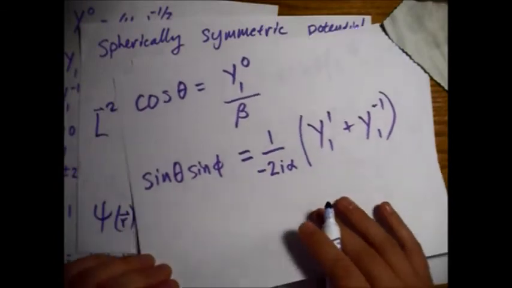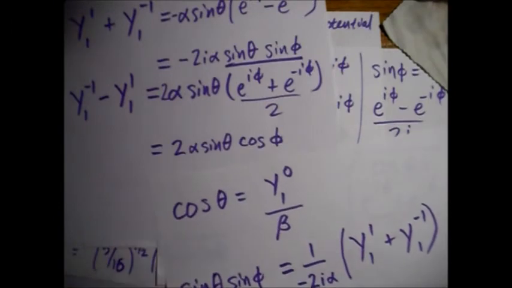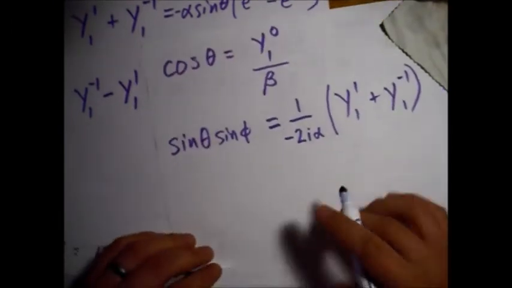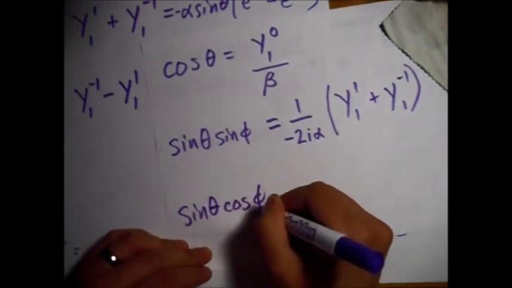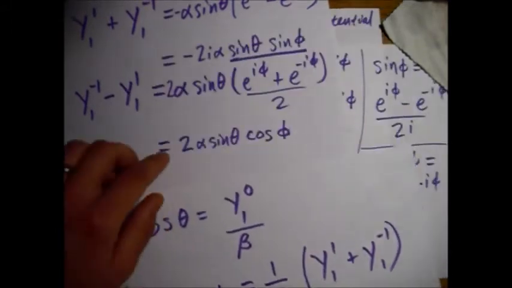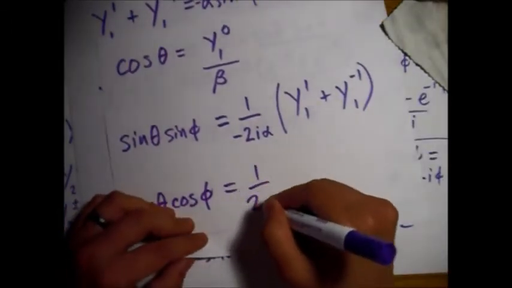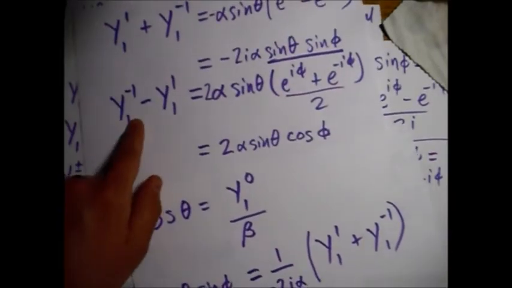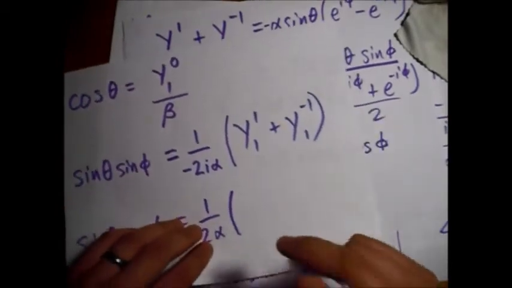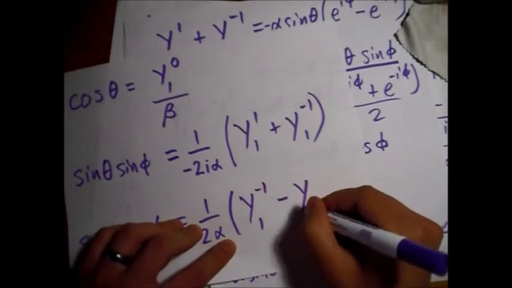Okay, now we will do the same thing with our second piece down here. Sine of theta cosine of phi. Okay, this time there's a factor of 1 over 2 alpha in front. No i. And now we put in our spherical harmonics, which was Y1 minus 1 minus Y1 1 right here.